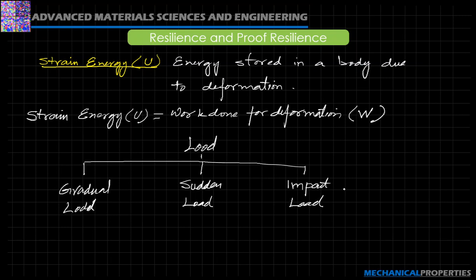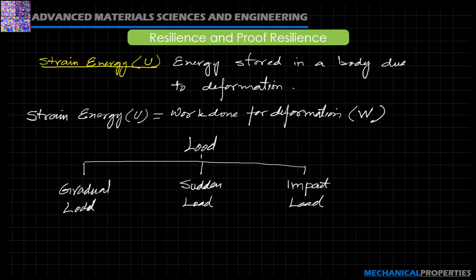Means once the load is dropped from some height on the component, the component and load will collide and a shock will be produced. So this type of load is known as the impact load. So there are three main types of loads. Mainly the gradual load is used in our studies, like in the universal tensile machine, the UTM, where the load value is gradually increased. Now we will study the strain energy under application of gradual load.